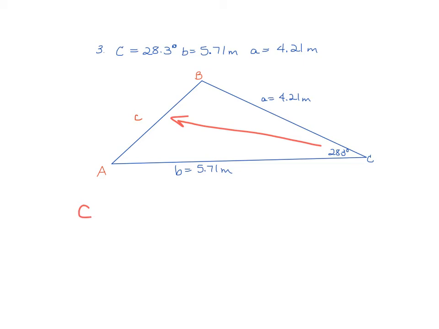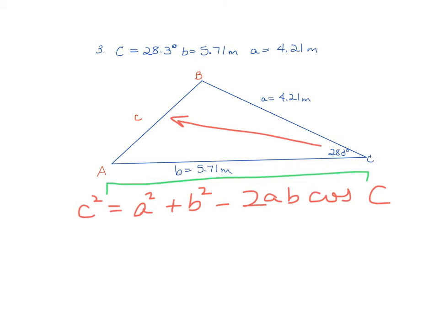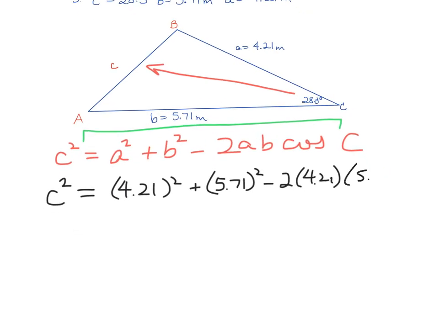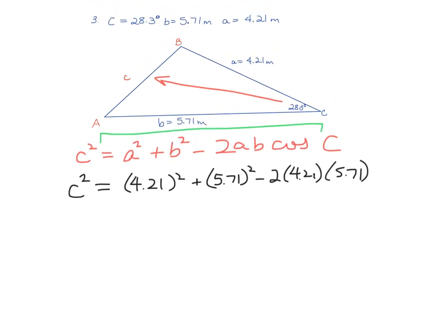So I'm going to be using c squared is equal to a squared plus b squared minus 2 times a times b times cosine c. Again, the beginning and the end need to match. It's the side and the angle across. So let's fill it in. So again, I'm solving for c squared. My a is 4.21. Square it. B is 5.71. Square it. 2 times 4.21 times 5.71 times cosine of 28.3.